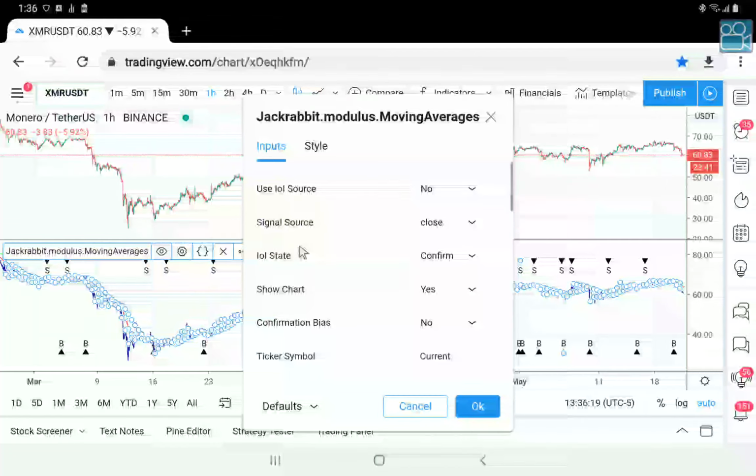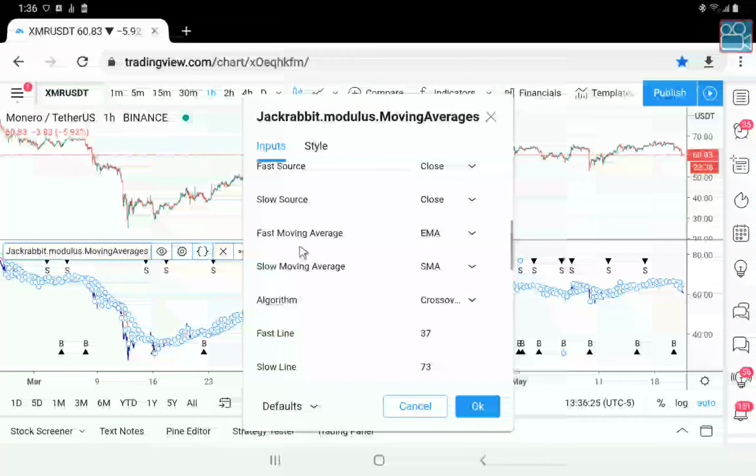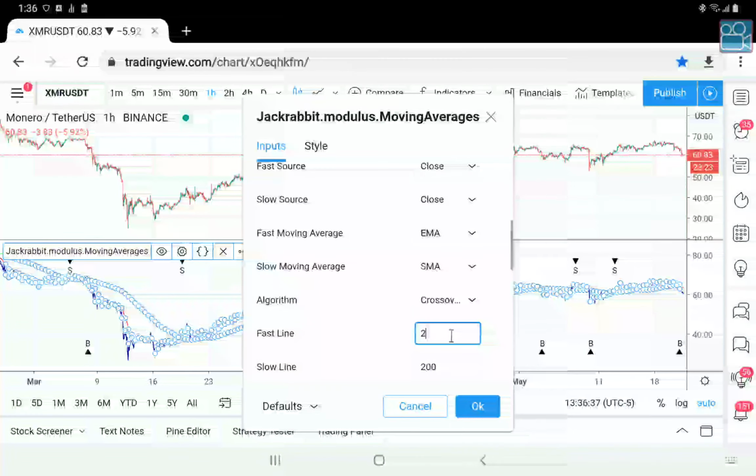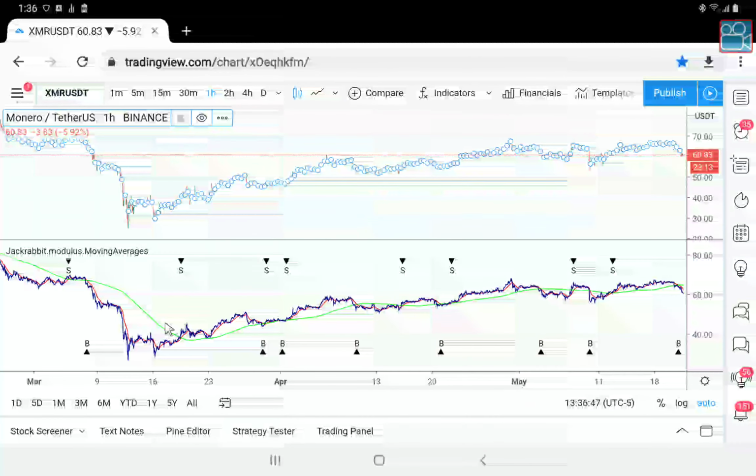We're going to start with the first type, which is the basic textbook crossover. We're on the 1 hour chart. Let's take this up to 200 days for the slow line, and we'll take this down to 200 hours and 20 hours, to help accentuate this a little bit better. The red line is the fast line, the green line is the slow line, and of course whipsaw is a problem.